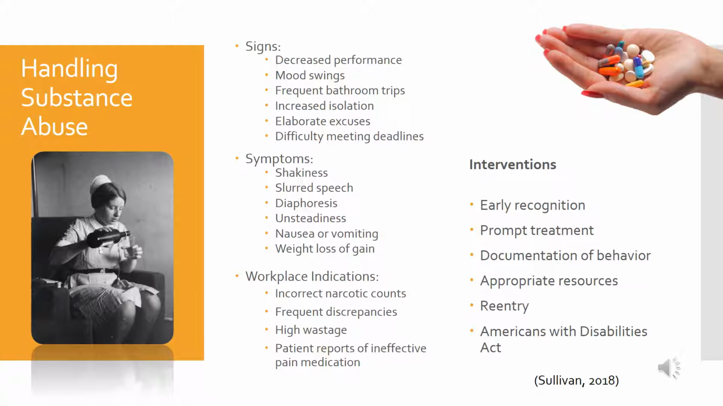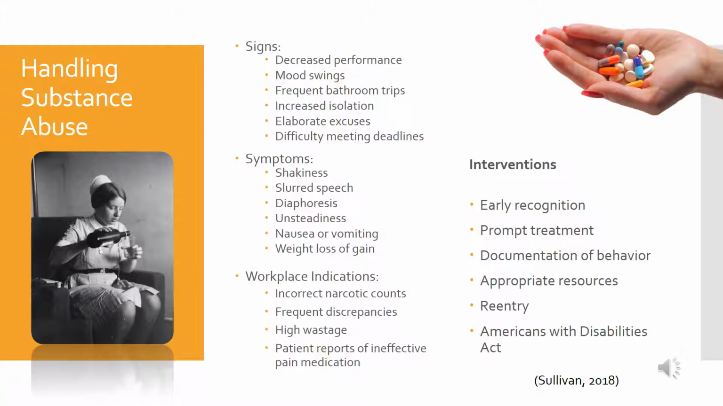Physical symptoms of alcohol or drug dependency can include shakiness or jitteriness, slurred speech, diaphoresis, an unsteady gait, nausea, vomiting, and weight loss or weight gain. Indications in the workplace of drug abuse may be things such as incorrect narcotic counts, frequent discrepancies or corrections in medication records, a high wastage of narcotics, or patients complaining that their pain intervention was ineffective.